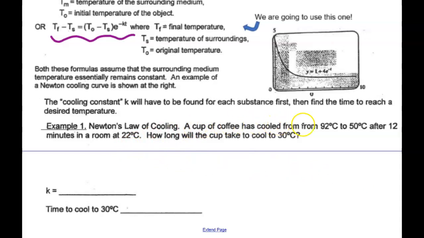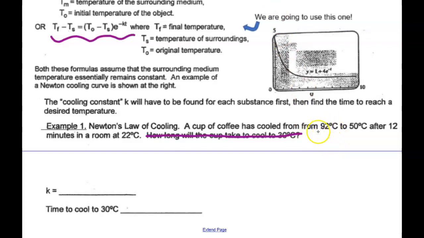A cup of coffee has cooled from 92 degrees Celsius to 50 degrees Celsius after 12 minutes in a room at 22 degrees Celsius. How long will it take to cool to 30? Okay, we can't answer that question yet. We're ignoring that question so far. What we need to figure out is the cooling constant K.